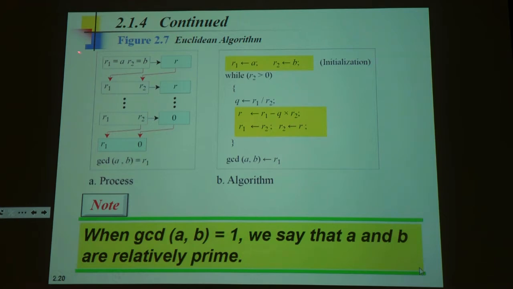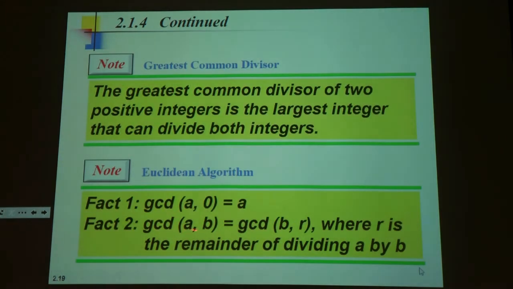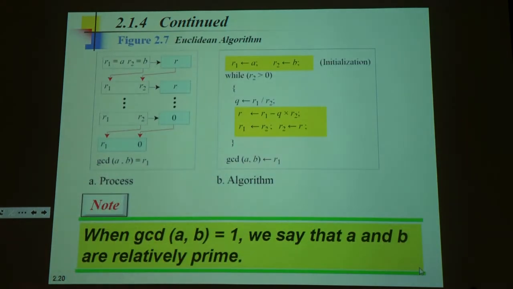We put R1 equals A and R2 equals the other number. Remember that there are two numbers and we're trying to get the greatest common divisor, right? We divide them, we put the remainder in here, and then we move the second number to here, and the remainder to the next position, and we do the whole process. We keep repeating until we get 0, then the greatest common divisor will be R1.